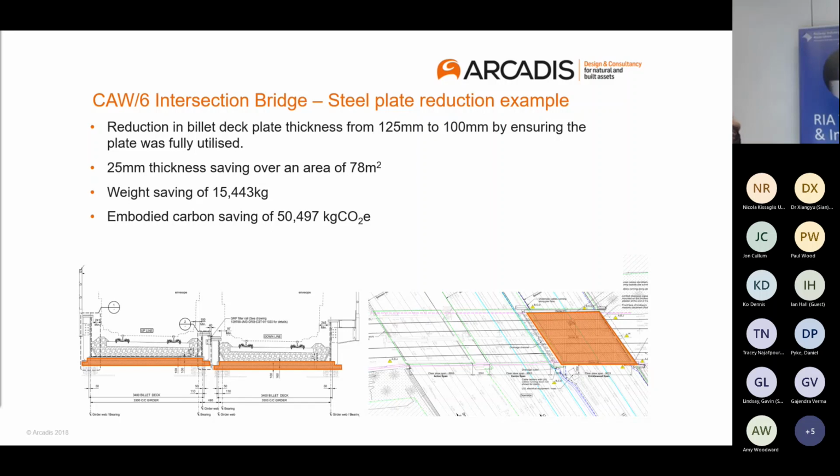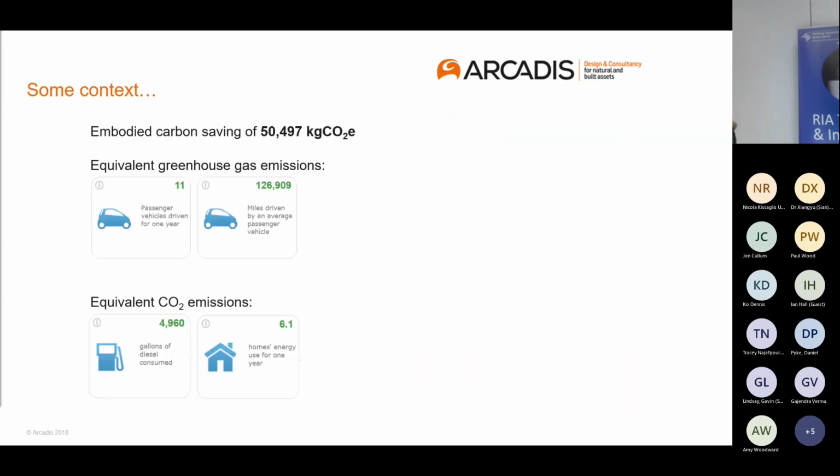And it wasn't just the weight saving we got there. We also got an embodied carbon saving of 50,497 kilograms of CO2 equivalent. So that's great. We made the saving, and you're probably sitting there thinking, well, what does that actually mean? So, to put into context, 50,497 kilograms of CO2 is equal to the greenhouse gas emissions of 11 passenger vehicles driven for a year, or 126,909 miles driven by the average passenger vehicle, or the equivalent CO2 emissions for nearly 500 gallons of diesel consumed, or 6.1 homes' energy usage for a year.